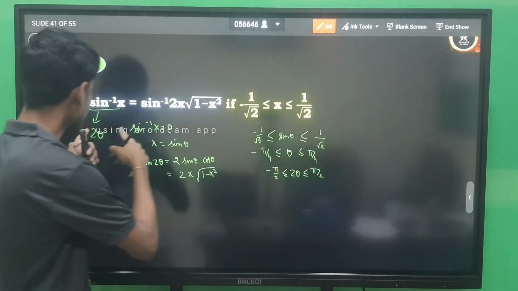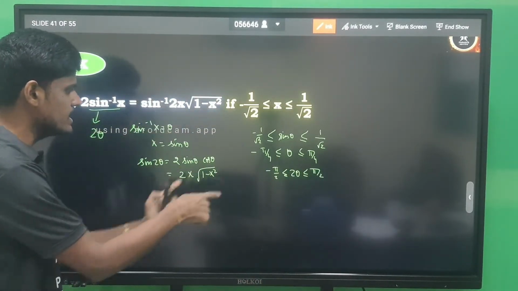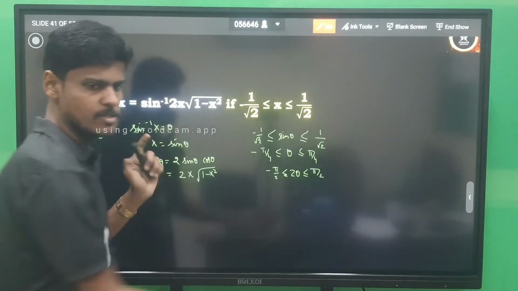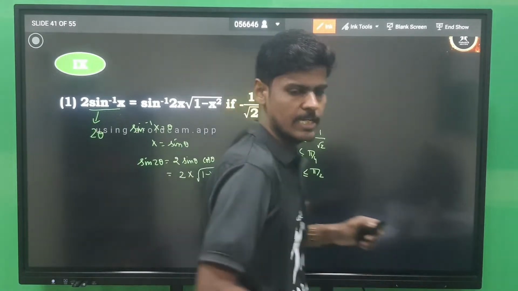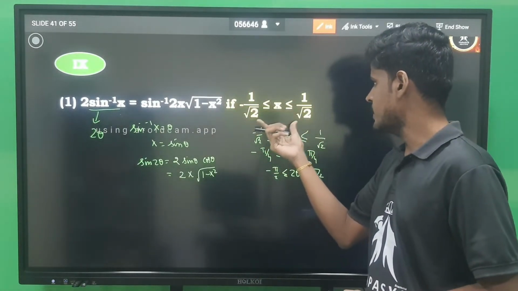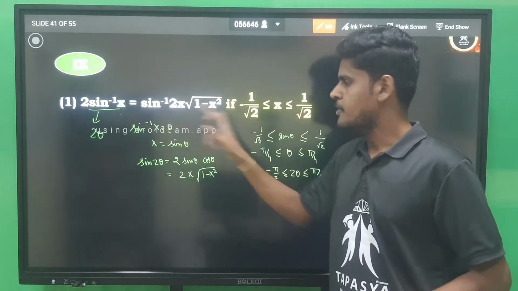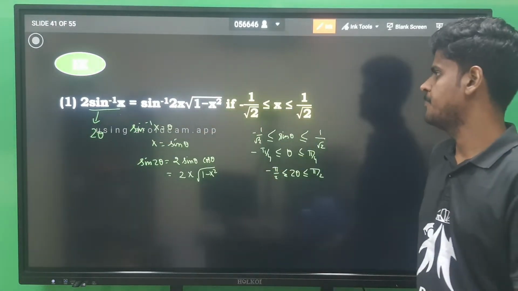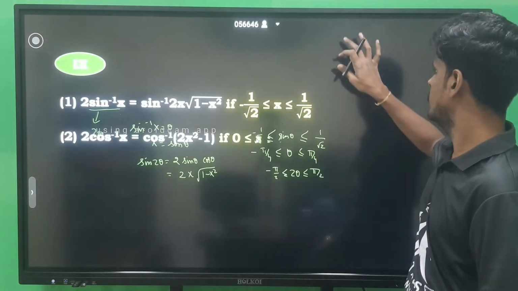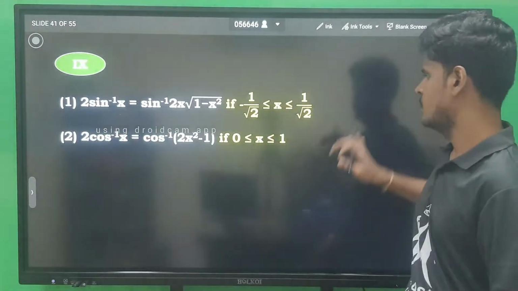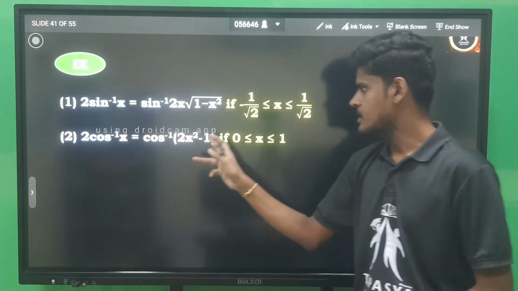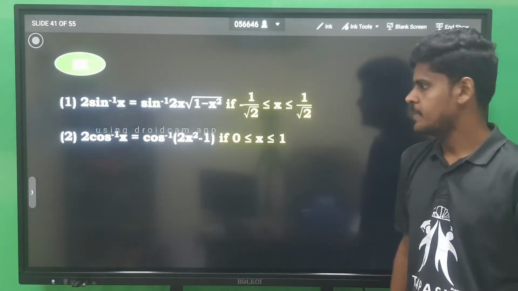And remember, sin inverse curve exists in this region alone. For other regions, if you want to find that, then we need to convert this into an angle in this region. Only then we can solve. So in this region, minus 1 by root 2 to 1 by root 2, this formula is applicable. Okay, next one. 2 cos inverse x equal to cos inverse of 2x square minus 1.